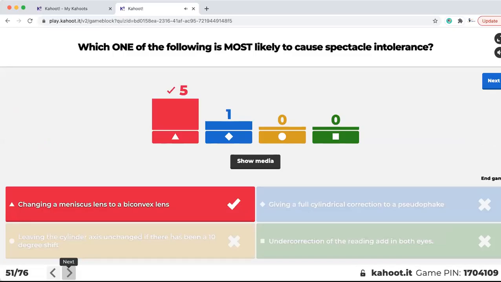I'm happy that all of you got it right. So, which one of the following is most likely to cause a spectacle intolerance? First one, changing the meniscus lens to the biconvex lens. This is the right answer.